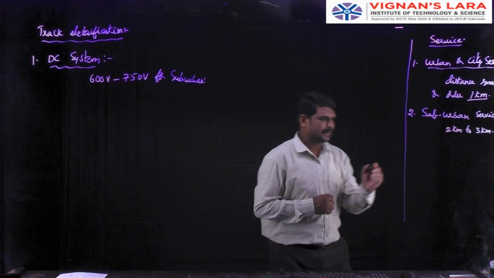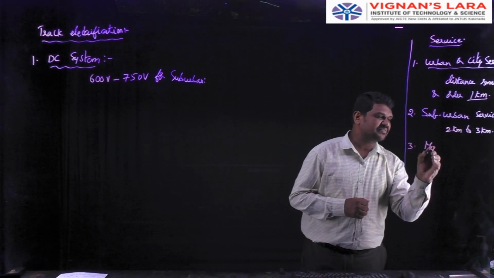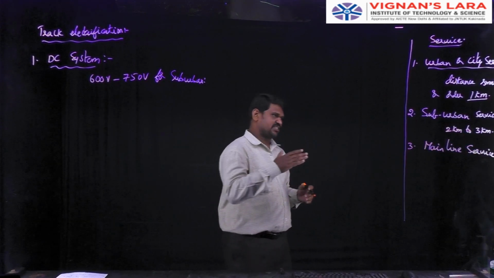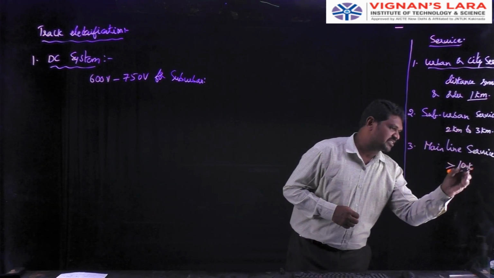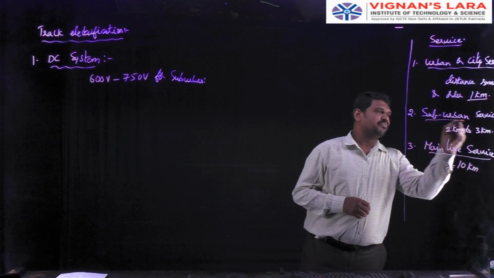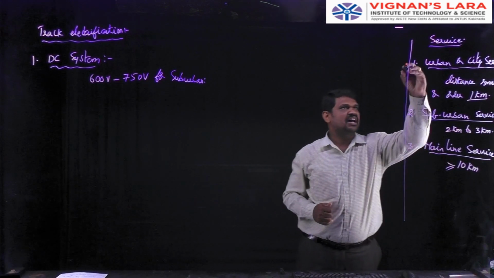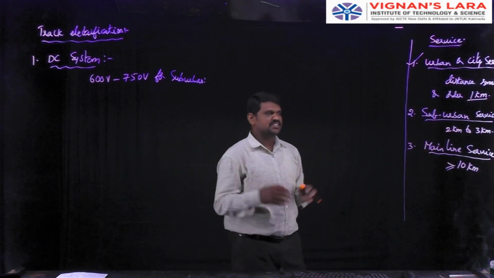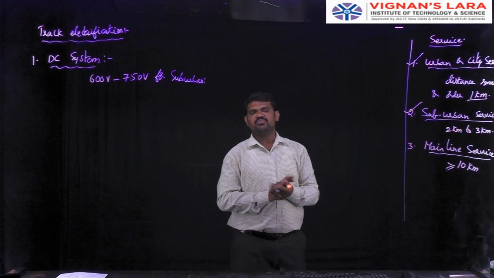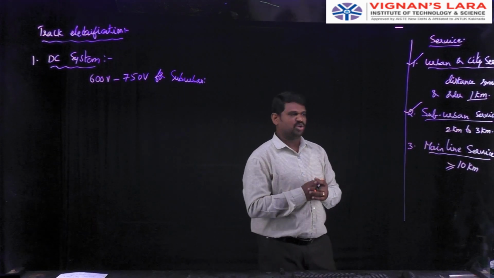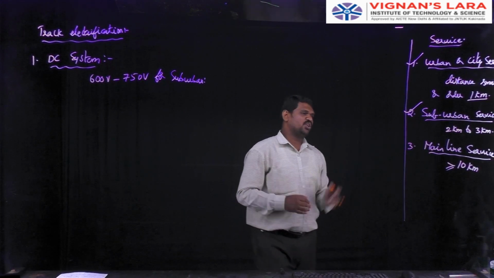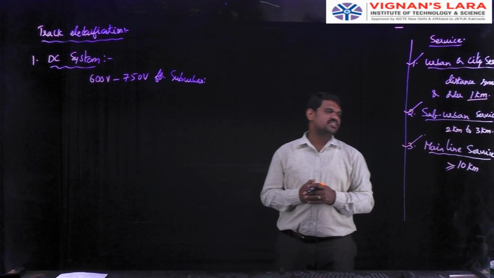The next type is the mainline service. The mainline service means the distance between the two stops is greater than or equal to 10 kilometers. So the services are classified into three categories. The first is urban or city service, where the distance between the two stops is in the order of 1 kilometer. Suburban means the distance is less than 10 kilometers, or between 2 to 3 kilometers. The mainline service means the distance between the two stops is greater than or equal to 10 kilometers.